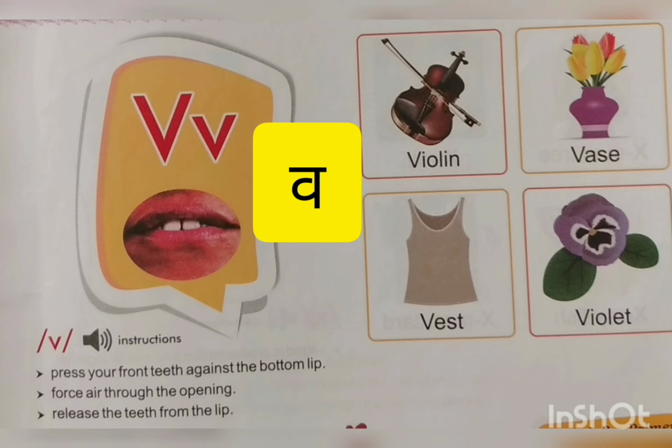Phonic sound of V is V. V for violin. V for vase. V for vase. V for violet.